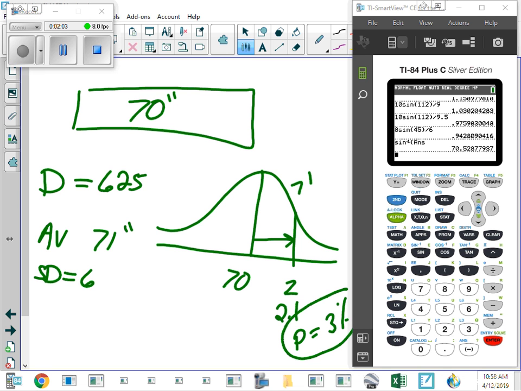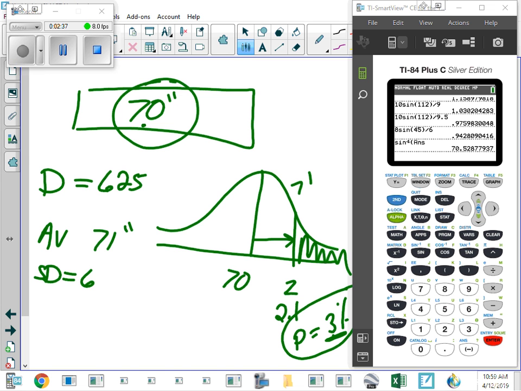What does this 3% tell me? That's the area to the right of 71 inches. Does a p-value equaling 3% say that 70 is probable or not probable? If my area is 3%, I reject the null. The null says the true value is 70.